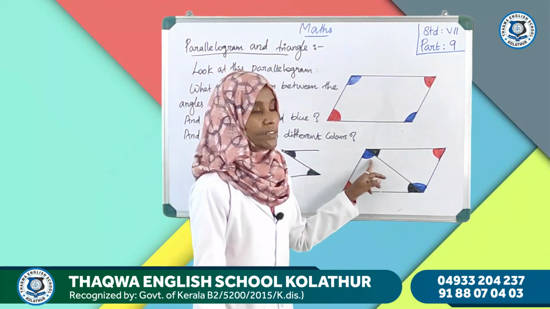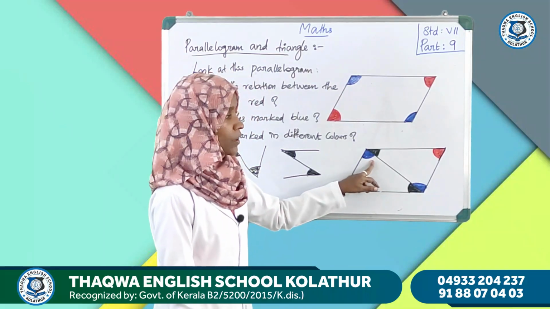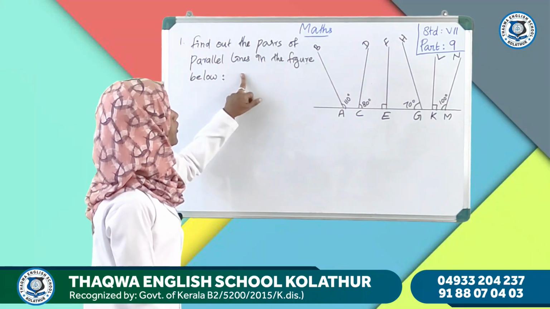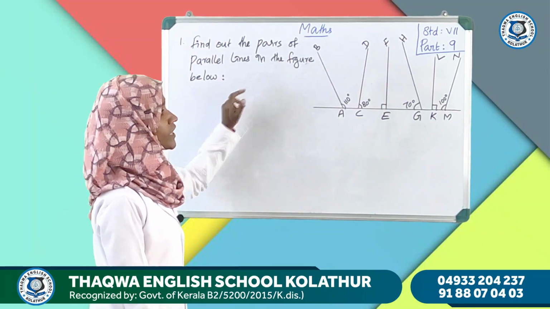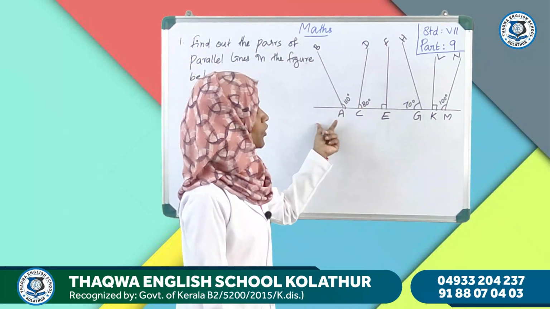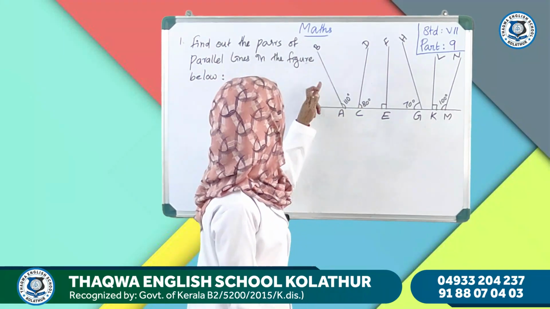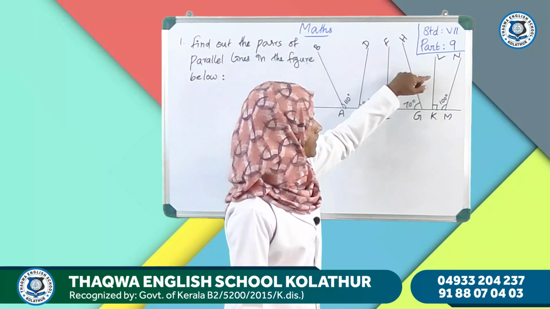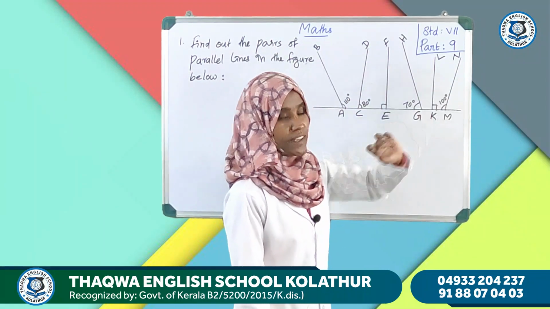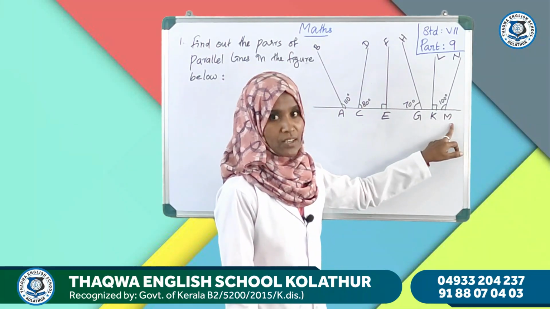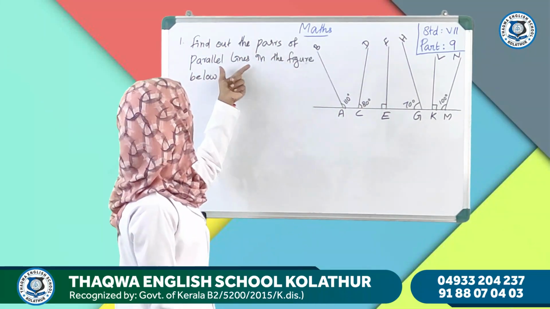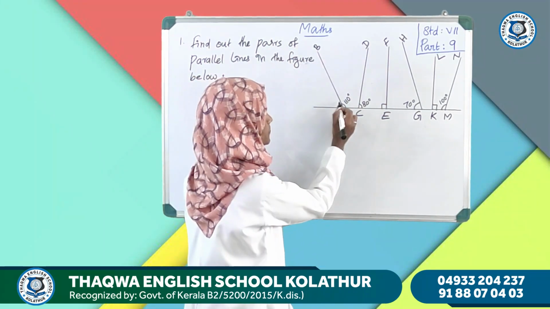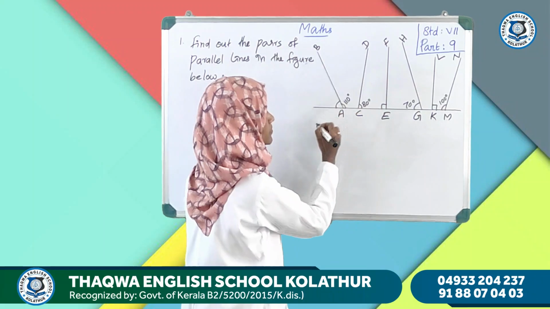Just listen to this figure. Question: find out the pairs of parallel lines in the figure. You have been given many lines AB, CD, EF, GH, KL and MN, and also some angles. Now we have to find out the pairs of parallel lines. First we have to find out this angle.